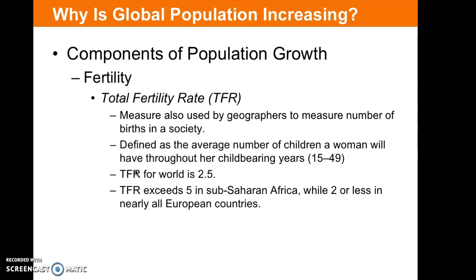And so you might have heard people say, the average number of children a woman in the U.S. will have is 2.5. Clearly, women aren't having half of a child. But when you do the math, it comes out to be 2.5. So some women are having 2 kids, some women are having 3, some have 1, some have 4, but it averages out to be about 2.5. In Sub-Saharan Africa, where the natural increase rate is so high, the total fertility rate is 5 or higher, depending on what country you're in. And in areas in European countries, it's 2 or less.